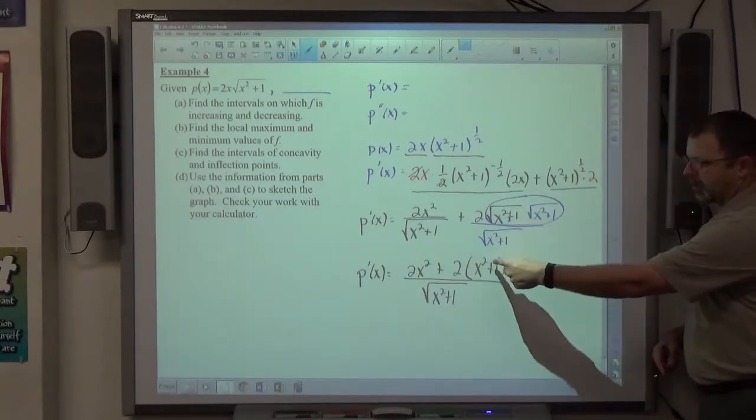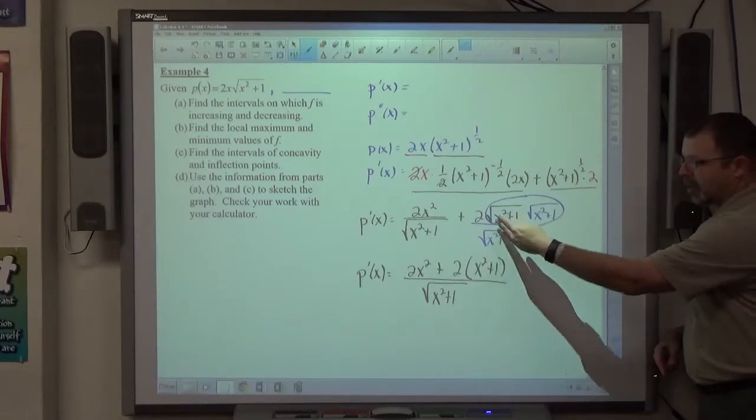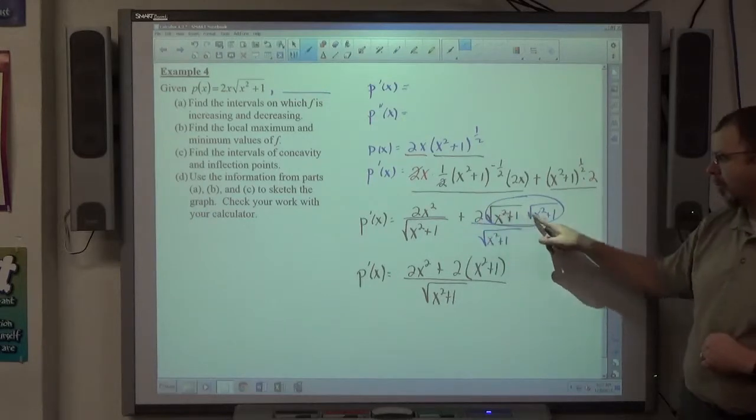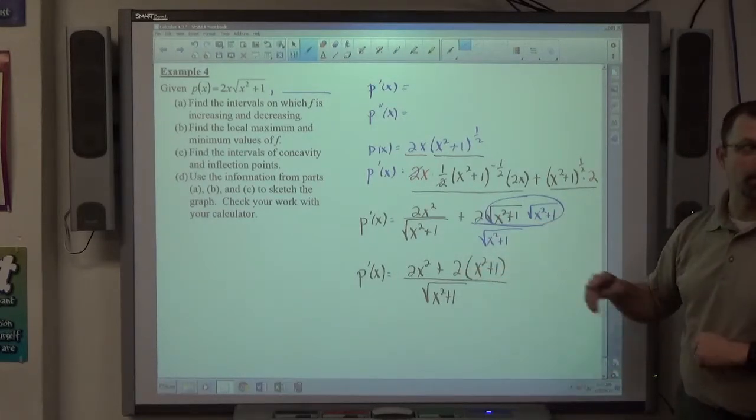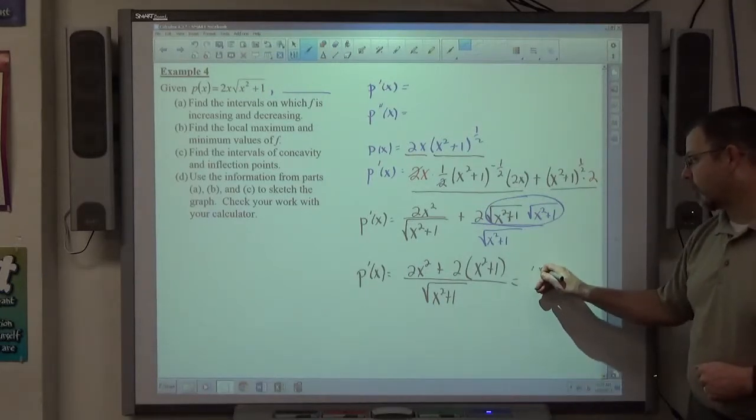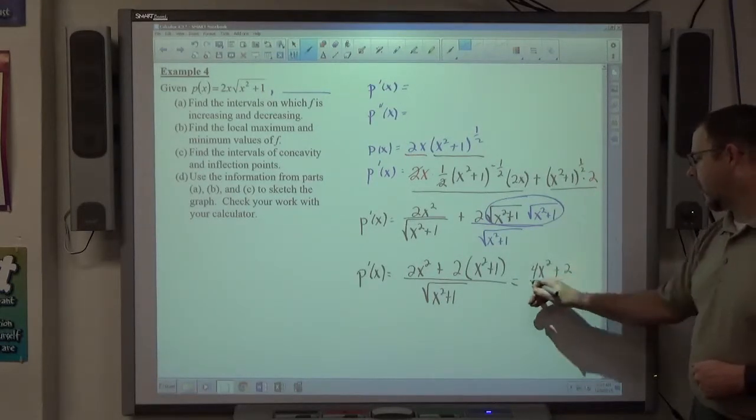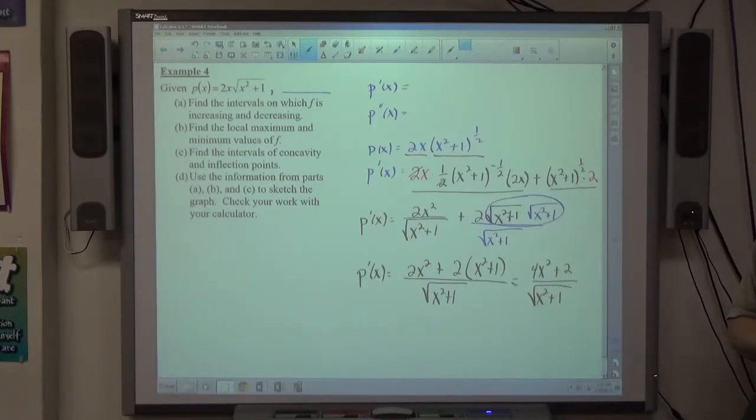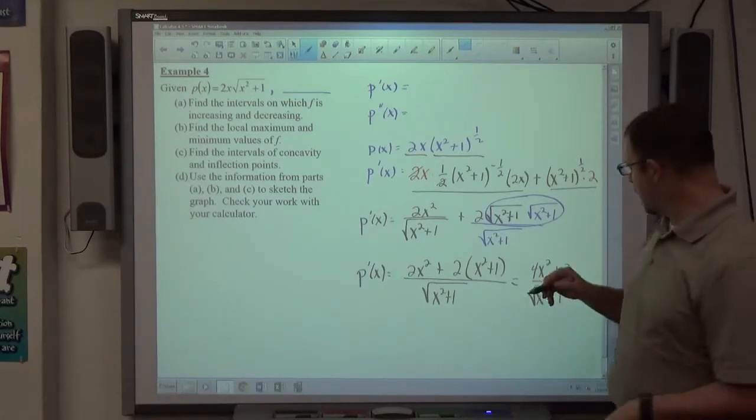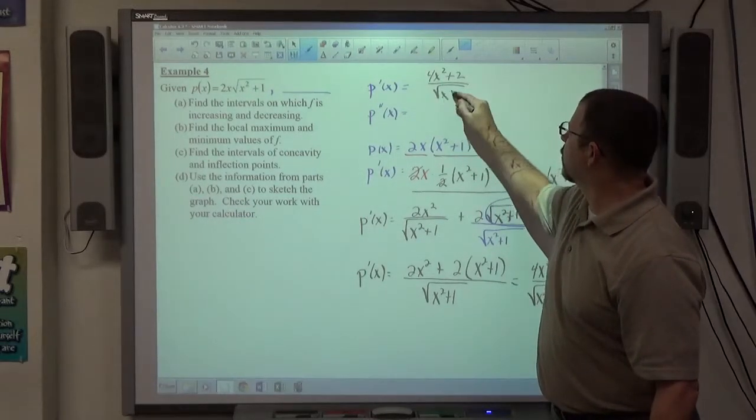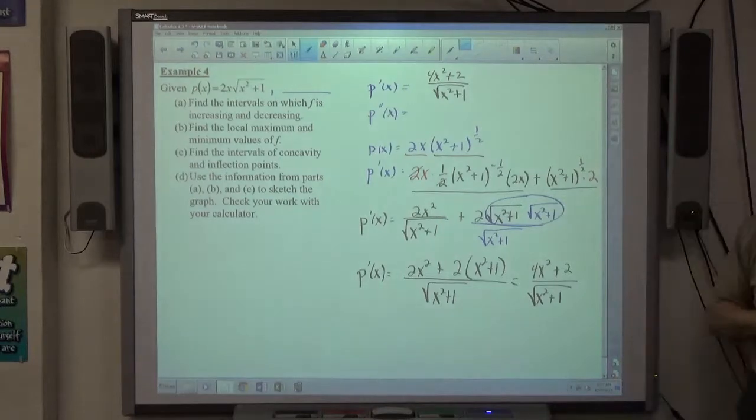Again, this times this makes the x squared plus 1 no radical. X squared plus 1 is more than one object, so I'm putting parentheses around it because 2 is being multiplied by this product, so 2 needs to be multiplied by every piece of that product. If I distribute the 2 through and add like terms, we're going to end up with 4x squared plus 2 on top, square root of x squared plus 1 on the bottom. That's the easiest, most structurally sound p of x I could possibly make, or p prime of x. So 4x squared plus 2 over the square root of x squared plus 1.